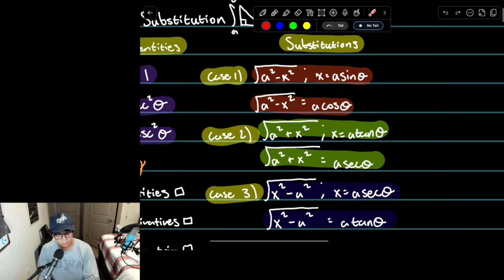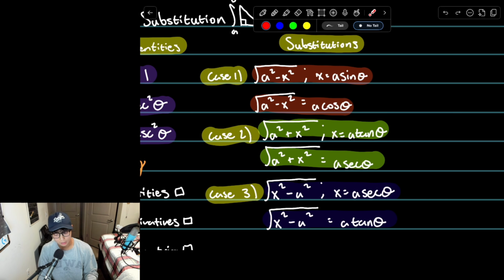the substitutions. Now, every single time you see the square root of a squared minus x squared, always relate it to sine, and in this case, x equals a sine theta. Now, from my previous lesson, I said to remember sine, just know that sine is related to sin, and sin is negative. So it's going to be a squared minus x squared.